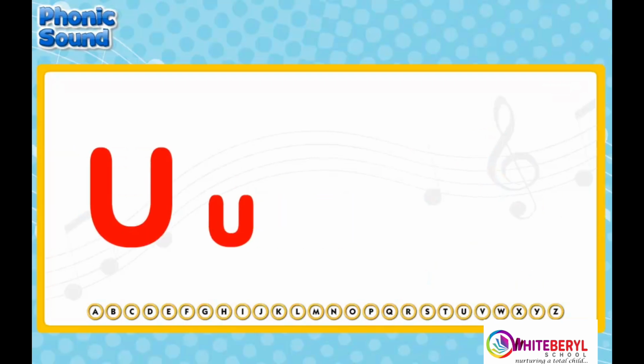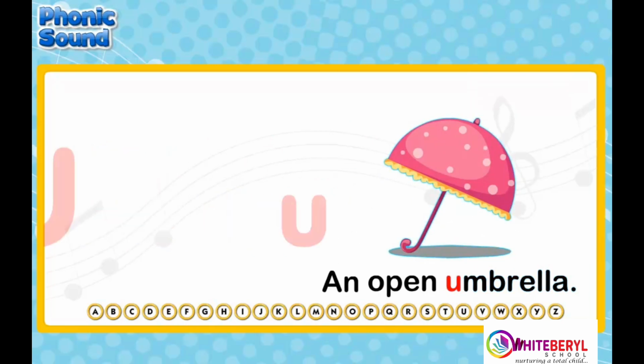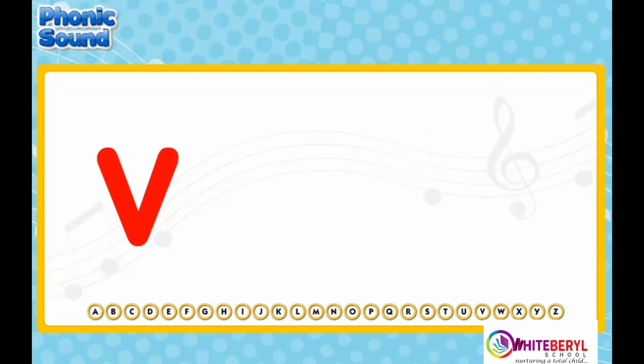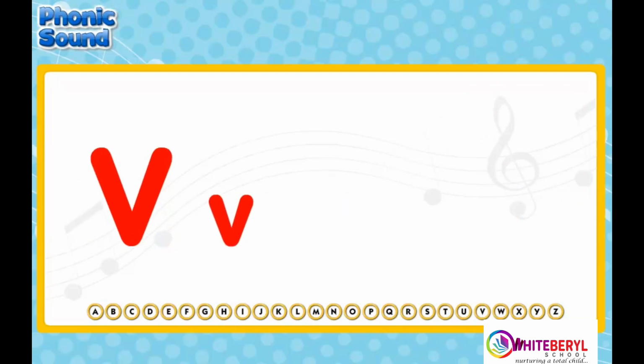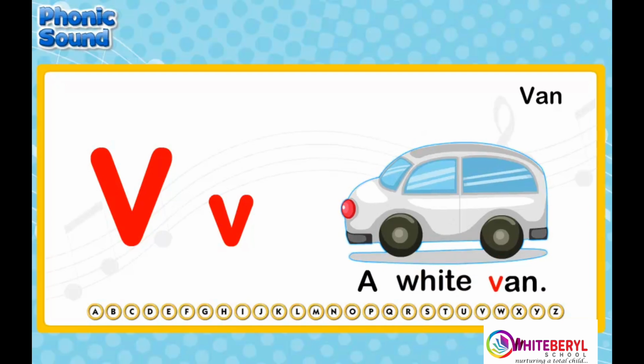U, u, u. Umbrella. An open umbrella. V, v, v. Van. A white van.